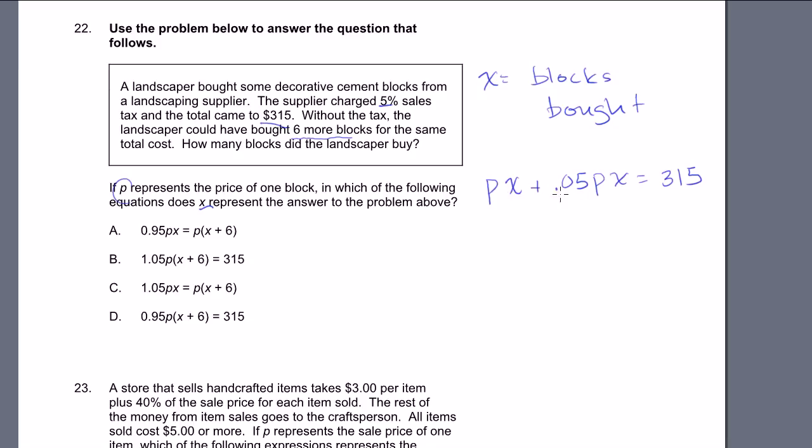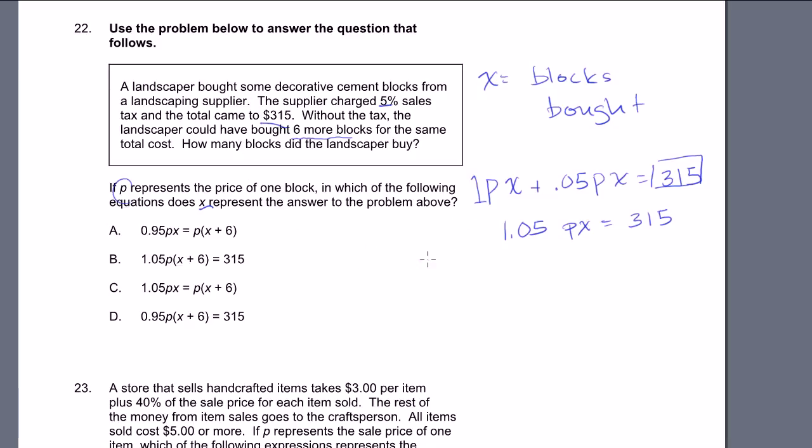And then this, we could just add the coefficients. This is a 1 out here, right? 1 plus 0.05 is 1.05 times price times quantity is equal to 315. And let's see if we have anything like that over here in our answers. See, 0.95 px. No, price, you bought 6 more without the tax. So another way you could think about it, if you didn't have tax, $315 would have been the price without tax. So let's see if that simplifies, because I don't see exactly what I wrote here from that first equation.